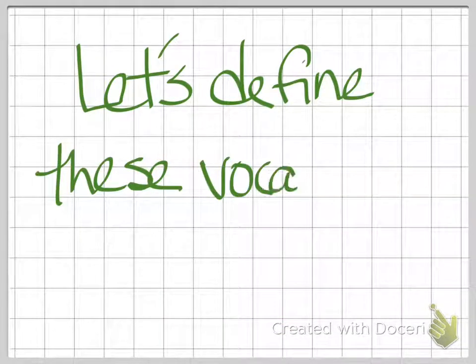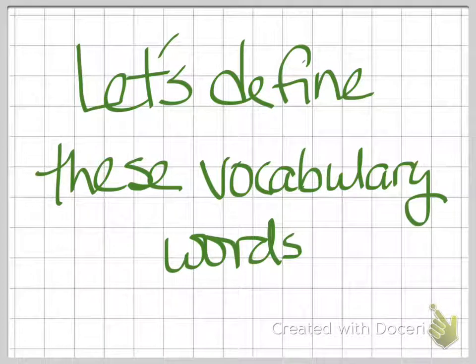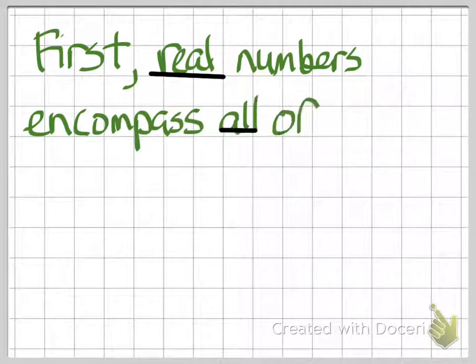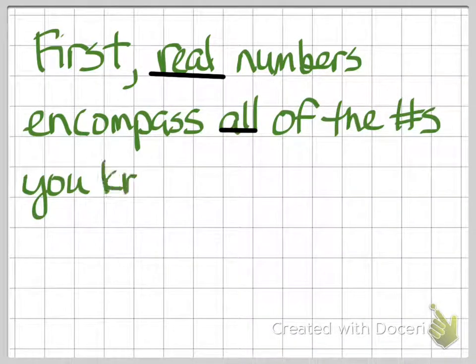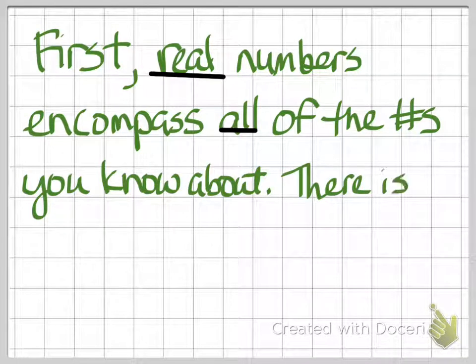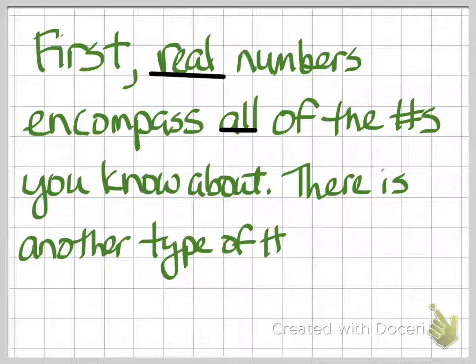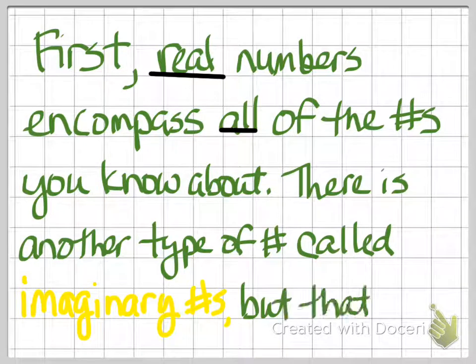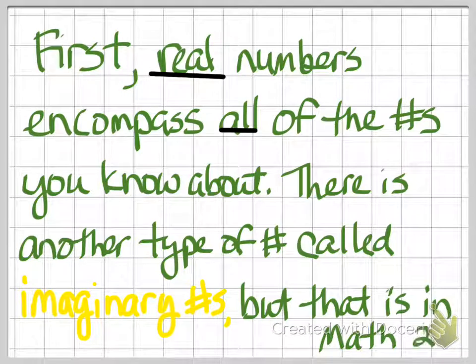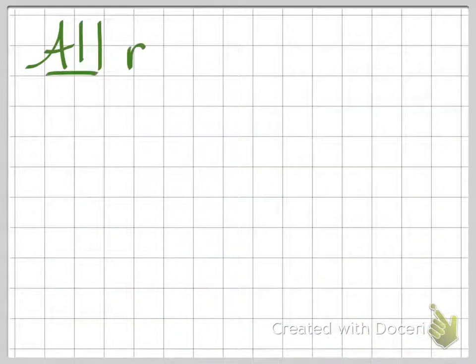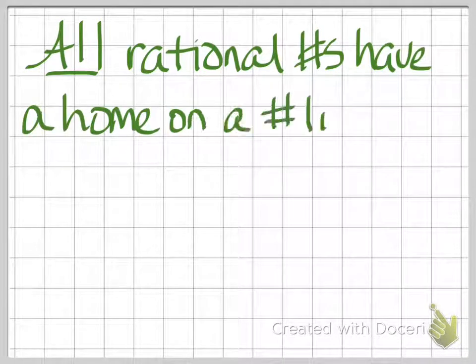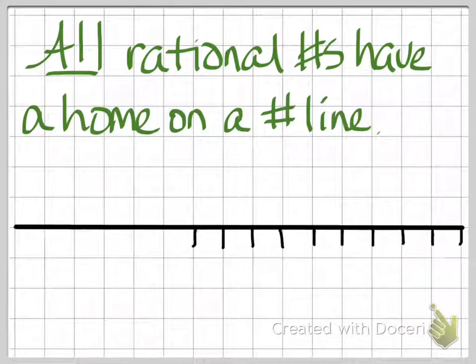So let's define some of these vocabulary words, and then you can go back to that graphic and it may make more sense. First, real numbers, like I said, encompass all of the numbers that you know about. There is something called imaginary numbers, but you don't work with those until you take Math 2 in high school. It is designated with a lowercase i, which kind of looks like a variable. All rational numbers have a home on a number line. I like to call it a fixed address.